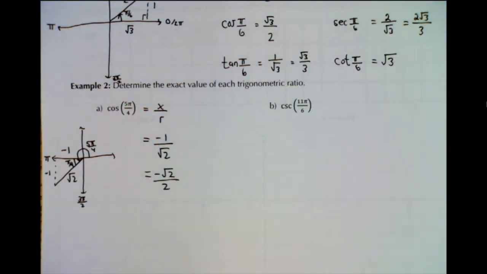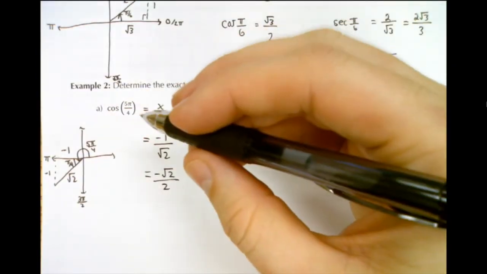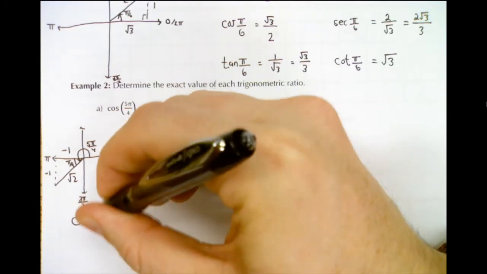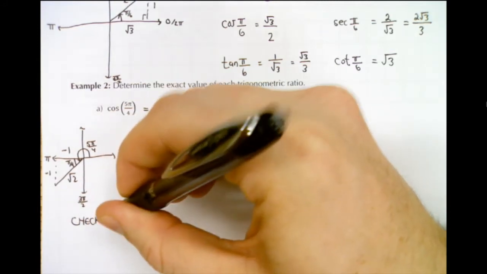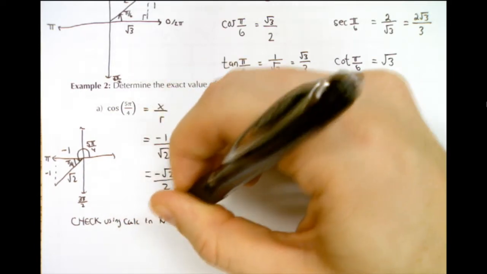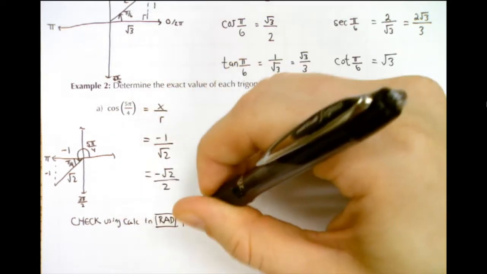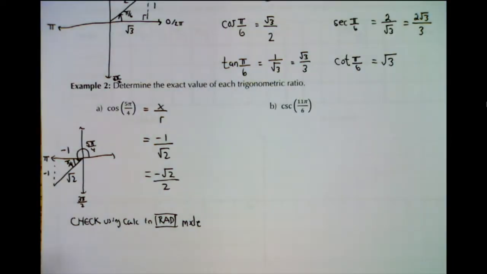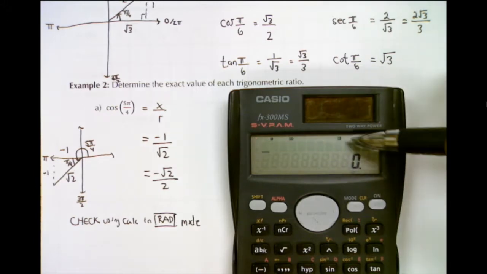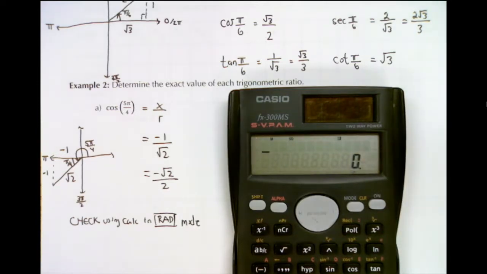To confirm this, we can check it using our calculator in radian mode. And you've always wondered what radian mode was. Well, here we go. Check using calc in rad mode. Here's my calculator. Turn it on. You can see the little mode there. If it's in degree mode, it'll be D. If it's in gradians, it'll be G. We want it to be in R. So you have to change the mode on your calculator if you're not in radians.